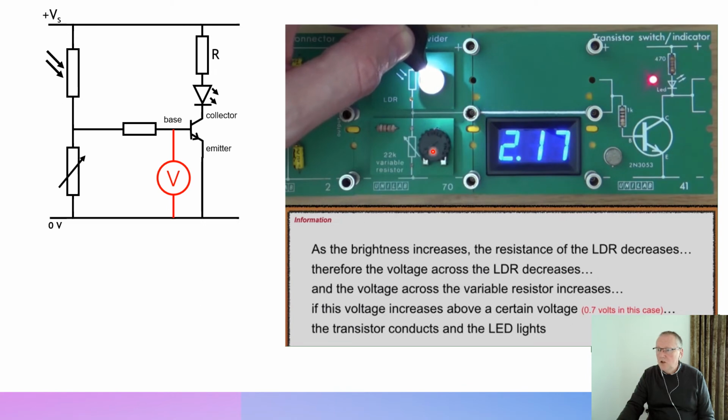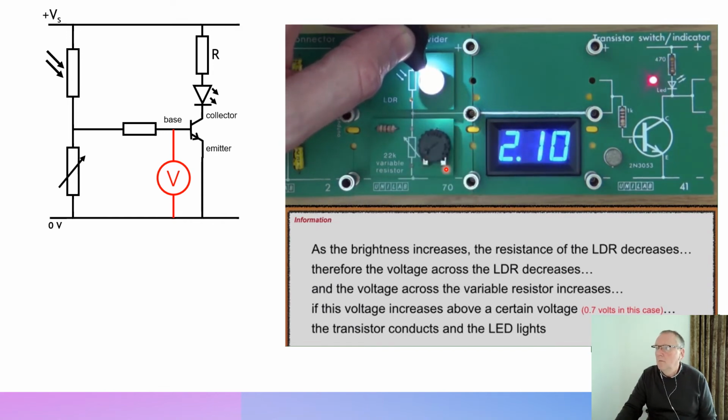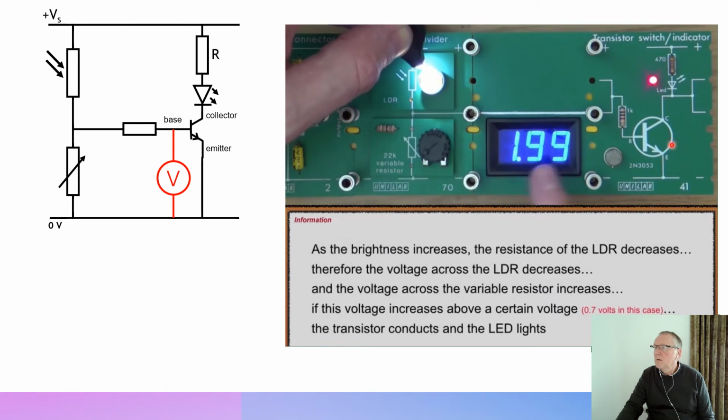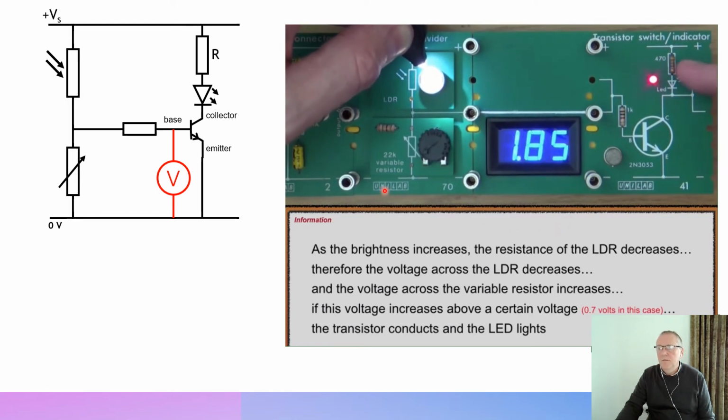Bear in mind, we haven't adjusted the variable resistor at all. It's just because the resistance of the LDR changes, its voltage share changes, so therefore the share of the voltage across the bottom one also changes. In this case, the variable resistor gets more of a share, and you can see the transistor conducts and the LED lights. So this circuit switches something on when it gets light. In this case, we're just indicating it with the LED, but this circuit is a circuit for sensing high light levels.